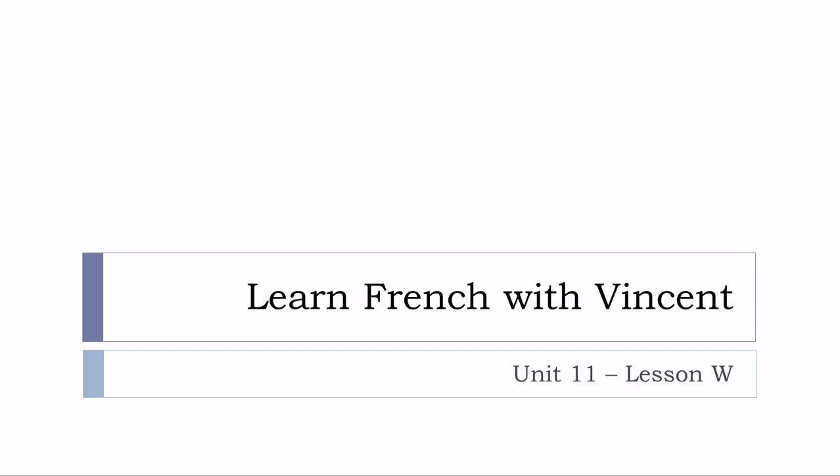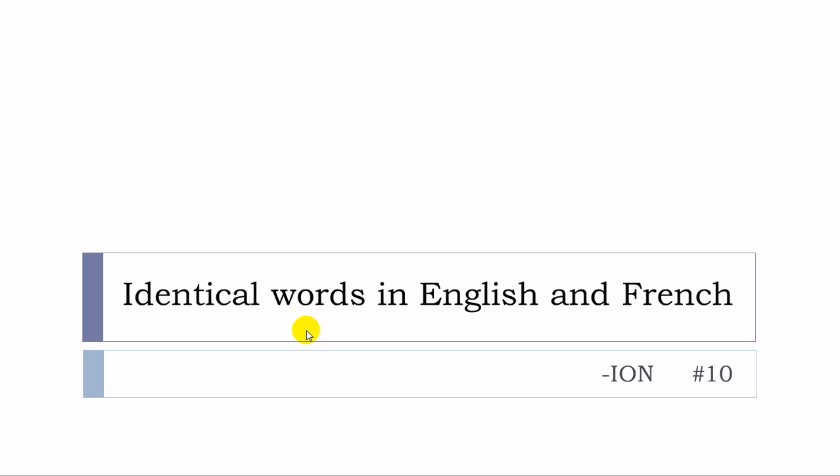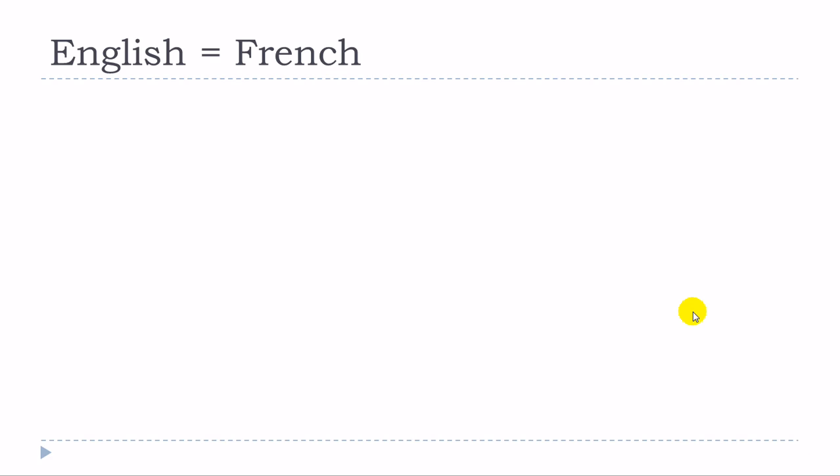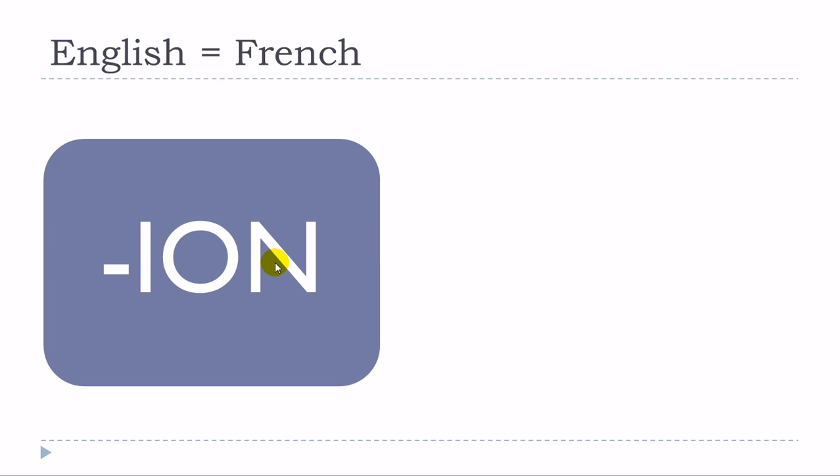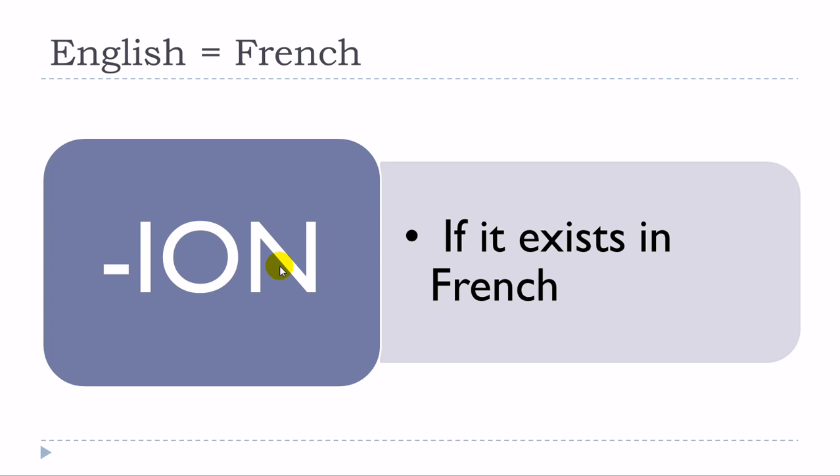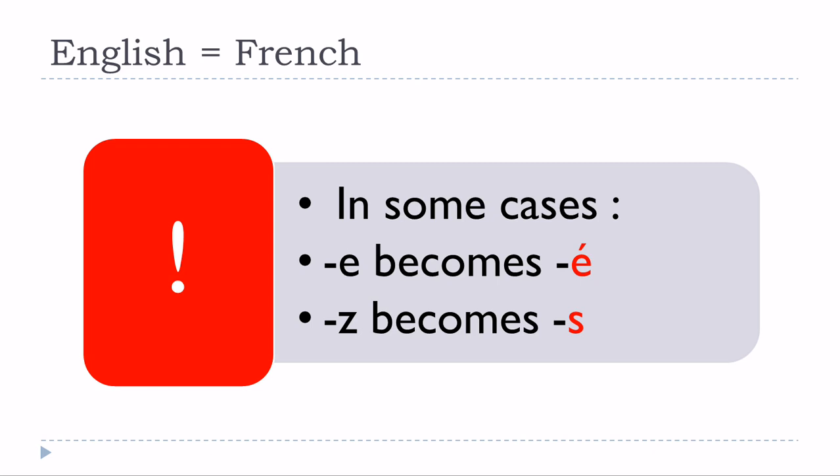And in this lesson, we'll continue our series of videos covering the topic identical words in English and French, and especially the words that end with E-O-N. Keep in mind that not all the words in English that end with E-O-N exist in French, so it must exist in French, of course, to be used in this language. And the second thing to keep in mind is that in some cases the writing will change a little bit. Okay, so let's continue.